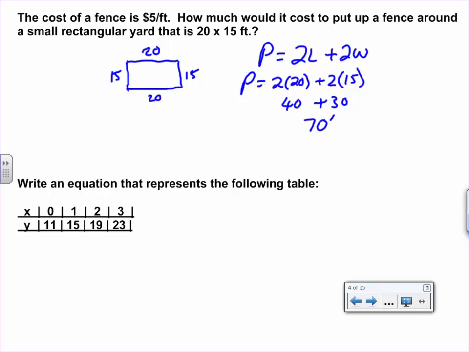It costs $5 a foot. Sometimes we refer to it as $5 per linear foot. So we multiply 5 times the 70 we just found. And your cost would be $350.